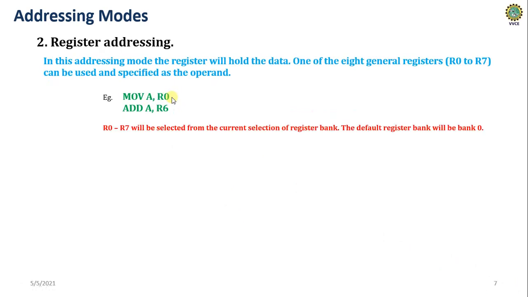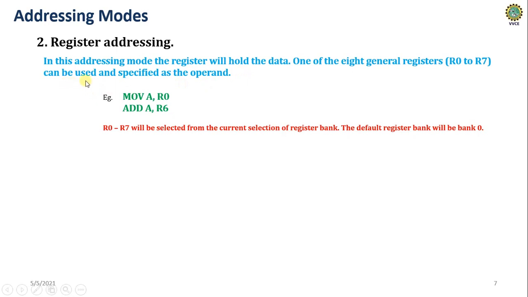Likewise, the next addressing mode is register addressing mode. Here in this case, the source is always a register, meaning the data will be stored in the register. If you observe here, in this addressing mode, the register will hold the data. You can use any one of the 8 registers which are available. So R0 to R7, we have 8 registers, and data can be stored in any of these registers, right?